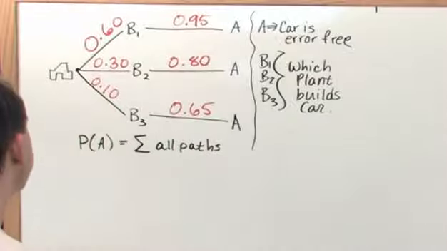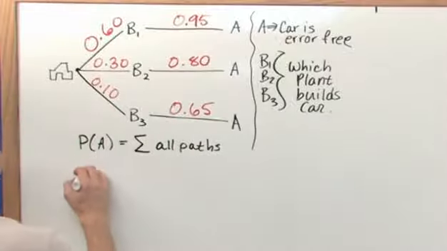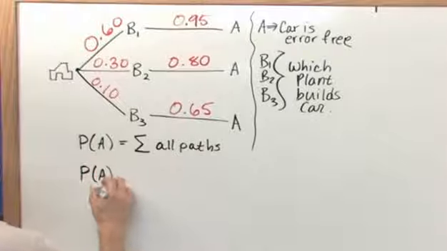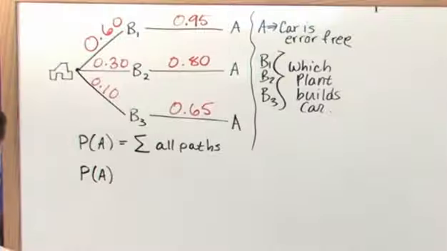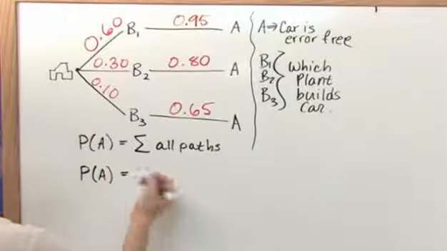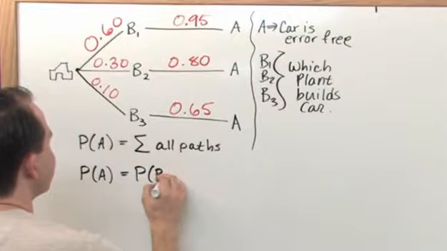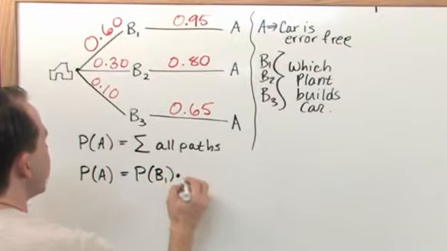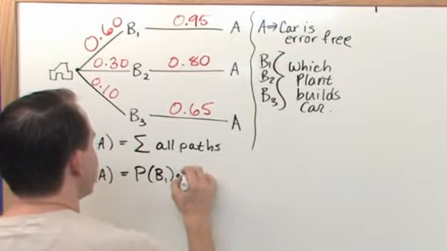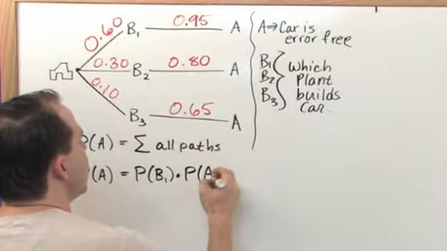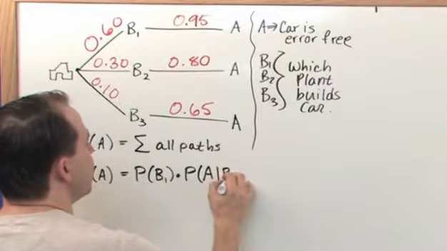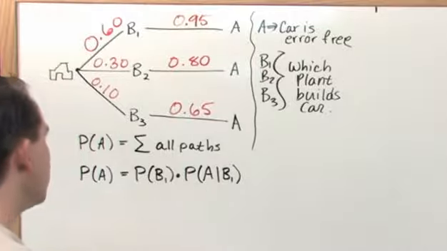So I have to take into account all 3 paths. The way you do that actually is not even called Bayes' theorem yet, but it's very much related to Bayes' theorem. Let me just write it down and explain it. We're going to take the probability that the car was built by B1, and multiply that by the probability that the car was defect-free given that it was built by B1.